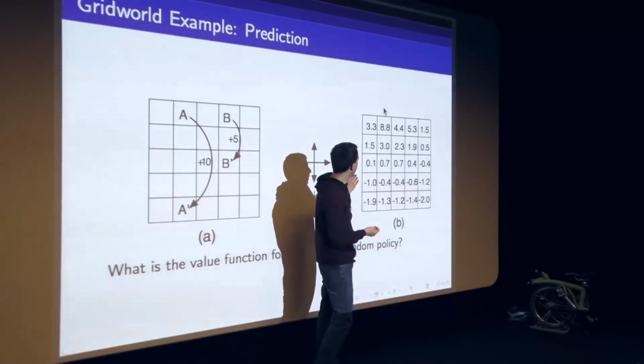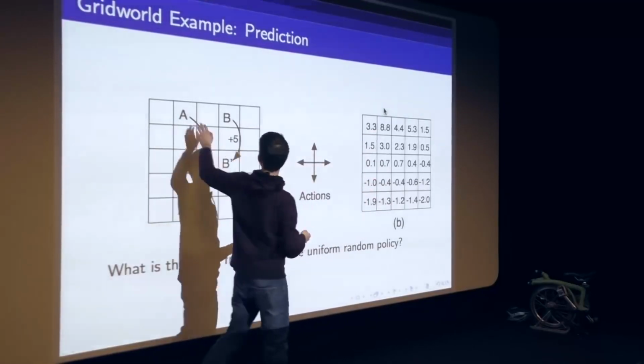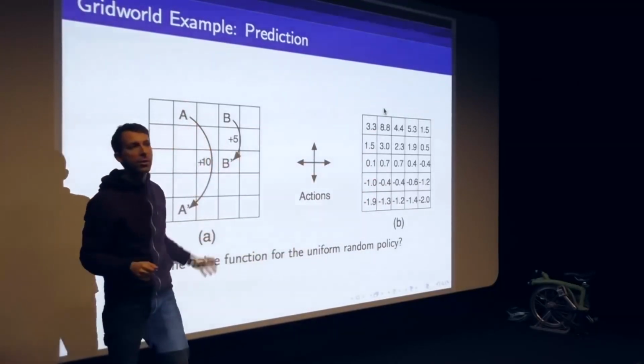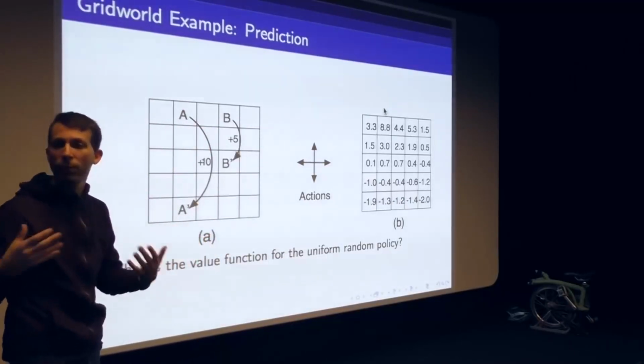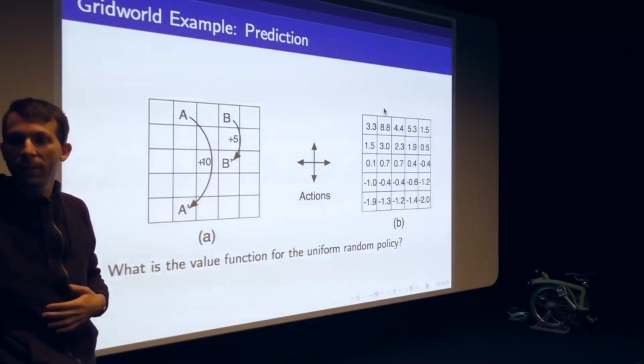This is the answer. At best, if you're in this top state here, you get roughly 8.8 units of reward in total going into the future. And we'll see how to solve these things in subsequent lectures.